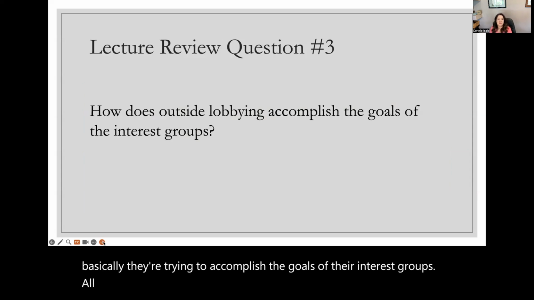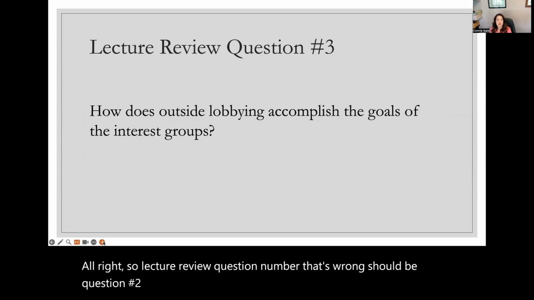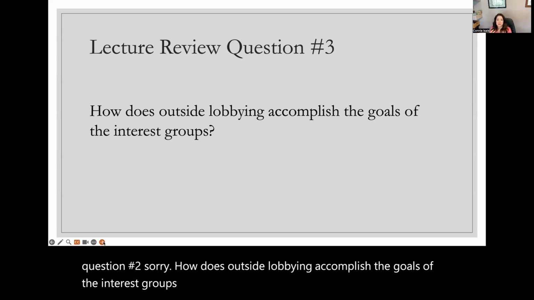All right. So lecture review question number, that's wrong, should be question number 2, sorry. How does outside lobbying accomplish the goals of the interest groups? How does reaching out to us, the public, get what they want done?